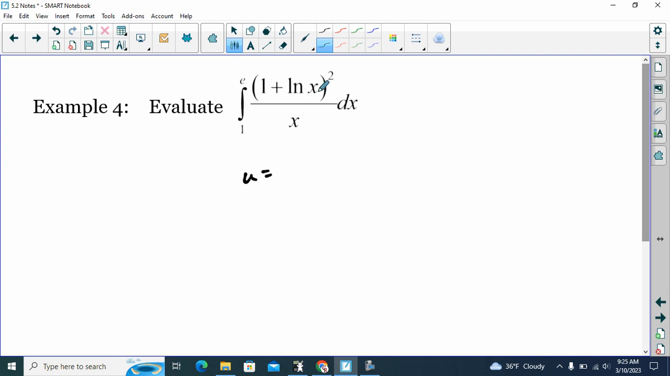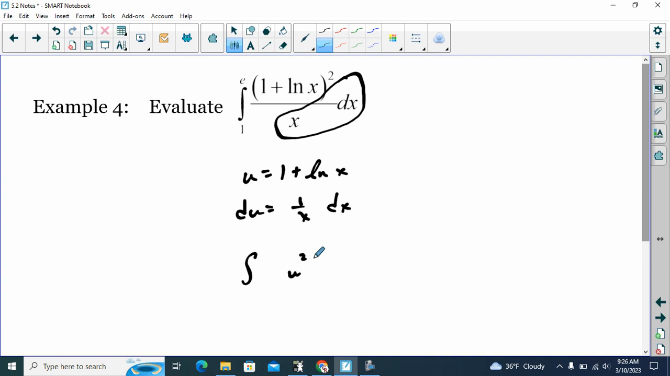Let's make u equal to this so that I have u squared. So u is 1 plus ln of x. My du then would be 1 over x dx. Derivative of natural log is 1 over x. This x is on the bottom, so that is 1 over x dx. There's du, and this is going to be u squared. So we have rewritten it in terms of u.